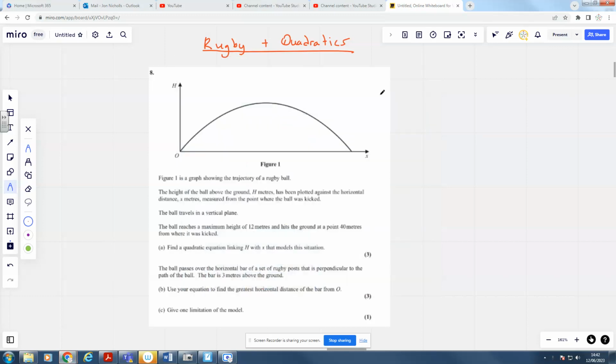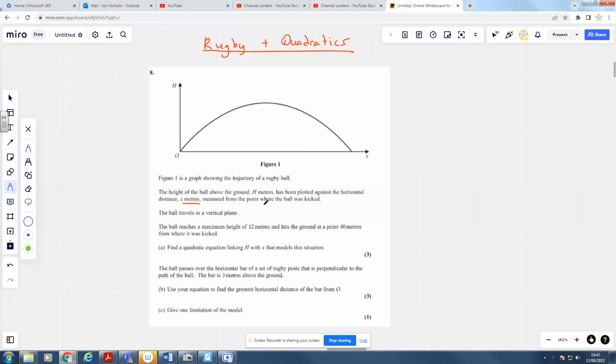Hello and welcome to another video, this time on quadratic modelling again, but I've just called it rugby and quadratics because I think a rugby ball is being kicked. This is the horizontal distance x metres, so that's the distance it's flying, and height is h metres above the ground. So this is literally the trajectory, it's going wee like that.